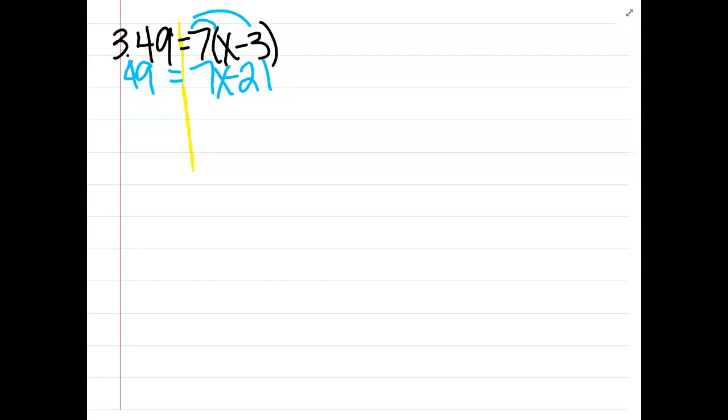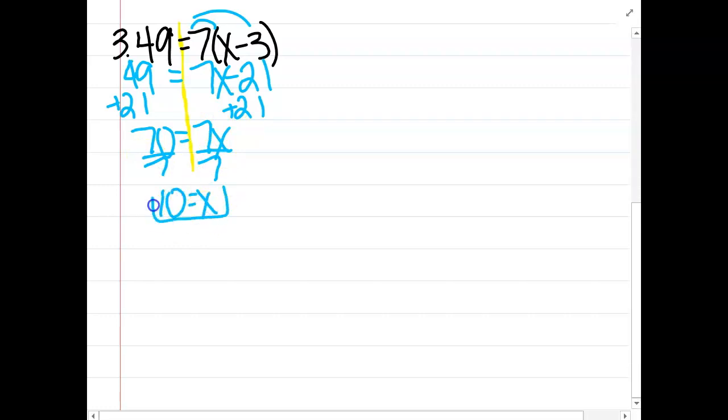Now the biggest thing, guys, and this is so important, after you distribute, check. If there's anything that you can combine together, you want to do that now. In this case, there's nothing that I can combine together because this is a 7x and that's a 21. You cannot combine this together. So we're ready to solve. So if I add 21 to both sides, 49 plus 21 would give me 70 equals 7x. Divide both sides by 7, and we should get 10 equals x.